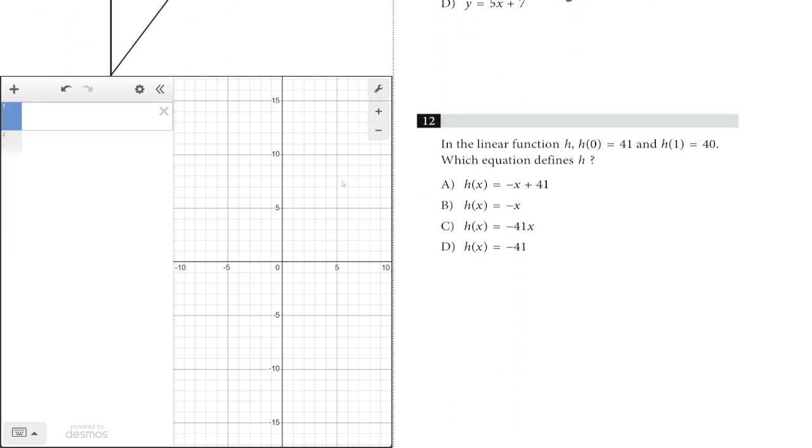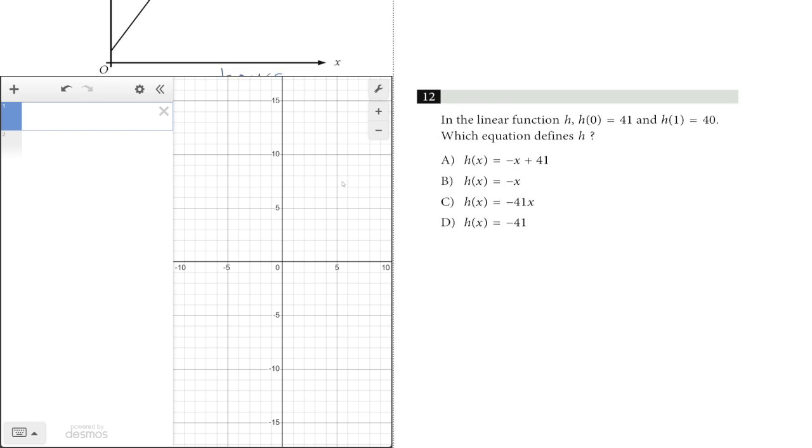Looking at number 12, excuse me. It says in the linear function h, h of 0 equals 41 and h of 1 equals 40, which equation defines h? So again, they're asking us now for the equation of a linear function. So they're asking for the equation of a line. What we have to realize here is by them giving us these functions, they're actually giving us points. So they're saying when x is 0, y is 41. So that's a point.